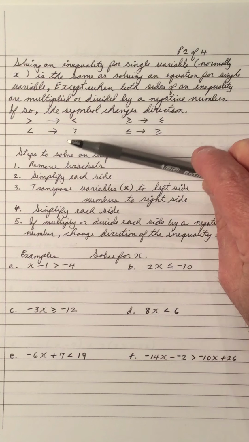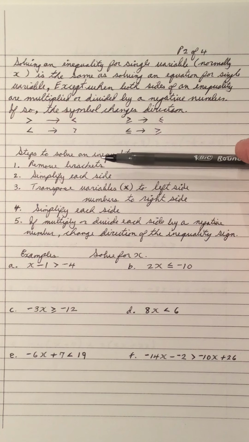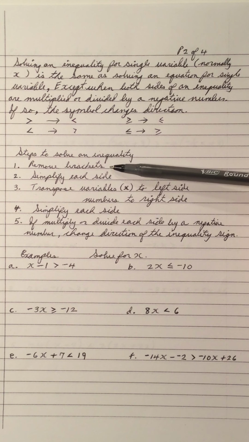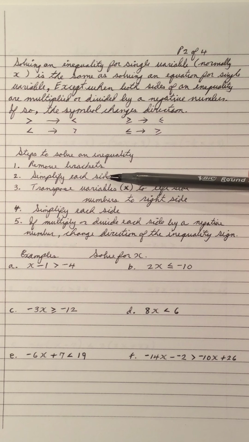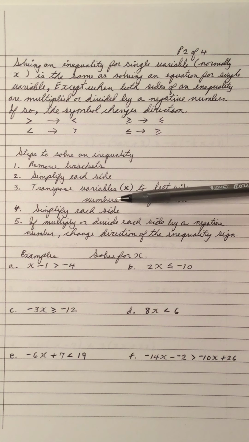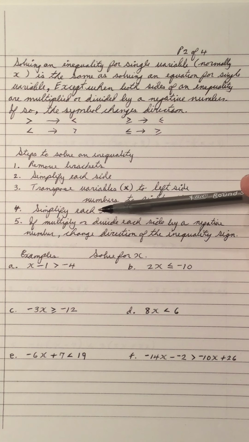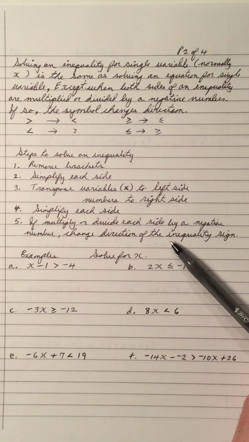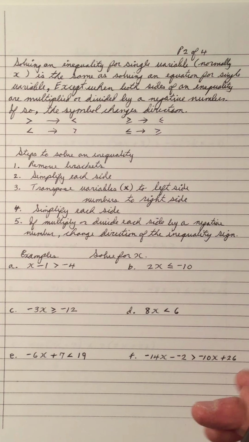And when we solve inequalities, we solve them the same way as we would solve equations. What I do is I remove the brackets, simplify each side because there's less to transpose. Transpose variables to the left, numbers to the right. Simplify each side. If you multiply or divide each side by a negative number, you change the direction of the inequality sign. So let's practice some.